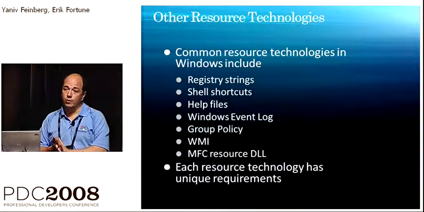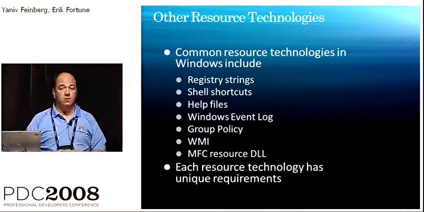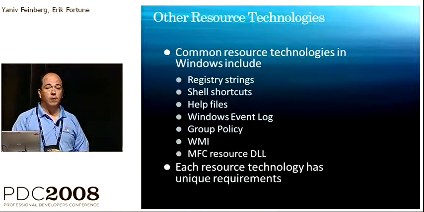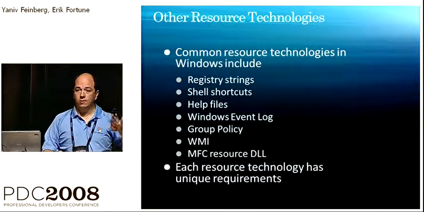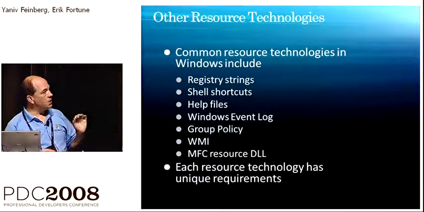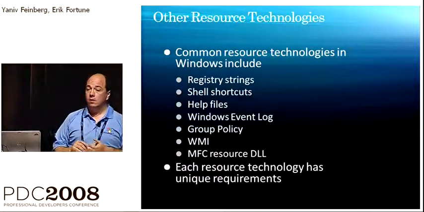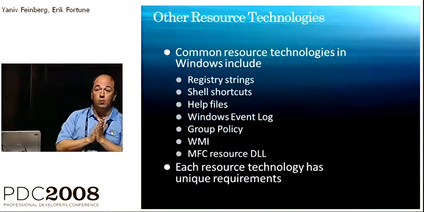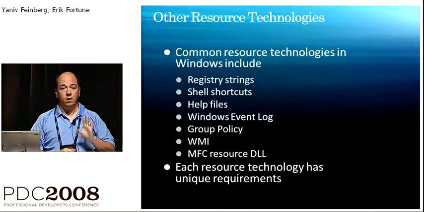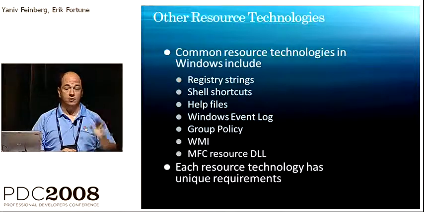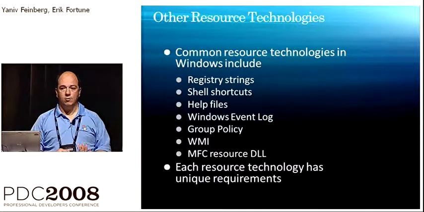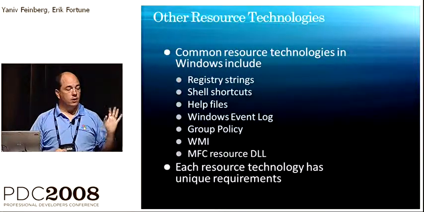So this covers Win32 resources. The reality is applications come with a lot of other things that are resource-like and are language-specific, but they aren't really resources. So a lot of applications use registry strings, and that's one of the things I talked about. Don't copy registry strings based on the install language, the language at the time of install. Shell shortcuts, help files, the event log if you generate any events, group policy for corporate applications, for enterprise applications, WMI. All of these things are forms of resources. MFC uses a similar satellite model, but slightly different. Every technology has unique requirements, so you have to figure out how to make these things fit.